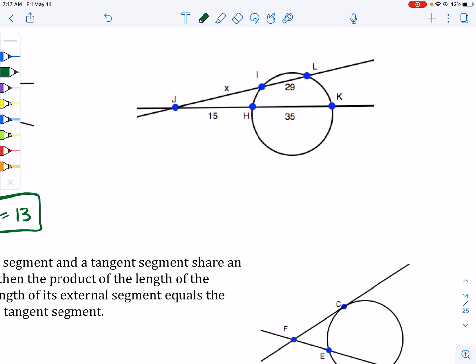Okay, so you should have tried the setup on this one. So we can do this whole thing, which is really x plus 29, because you're adding the part plus the part, times by the exterior part, which is just the x. I'm going to put it out in front. You can put it on either end. Equals this full thing, which is really 15 plus the 35, which gives us 50.